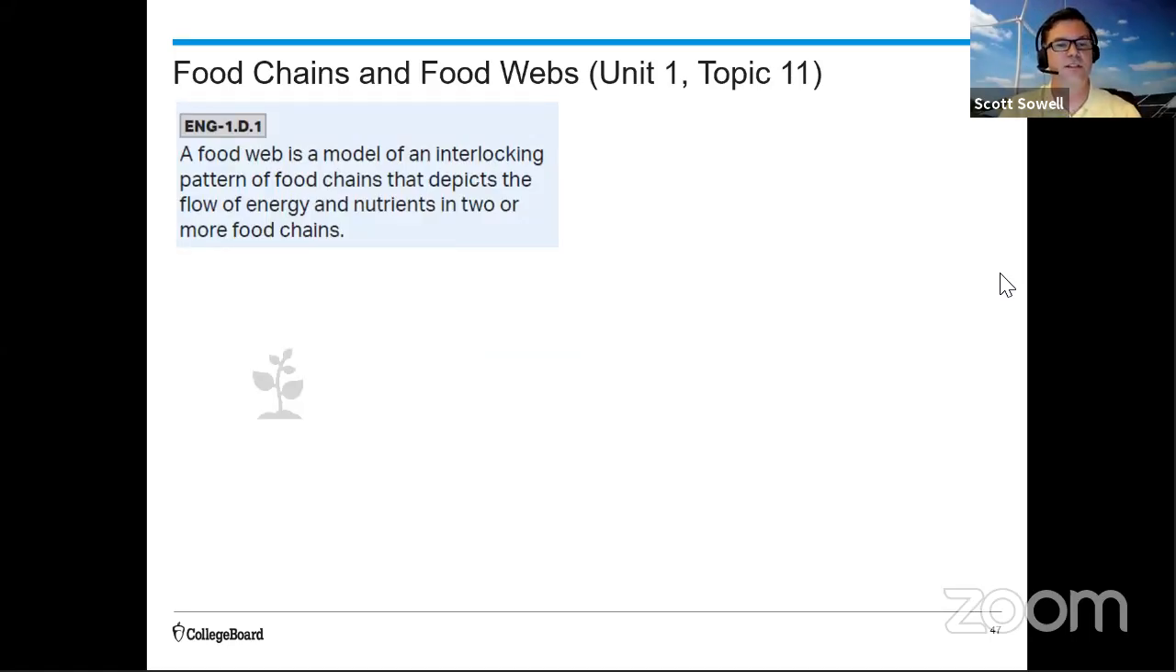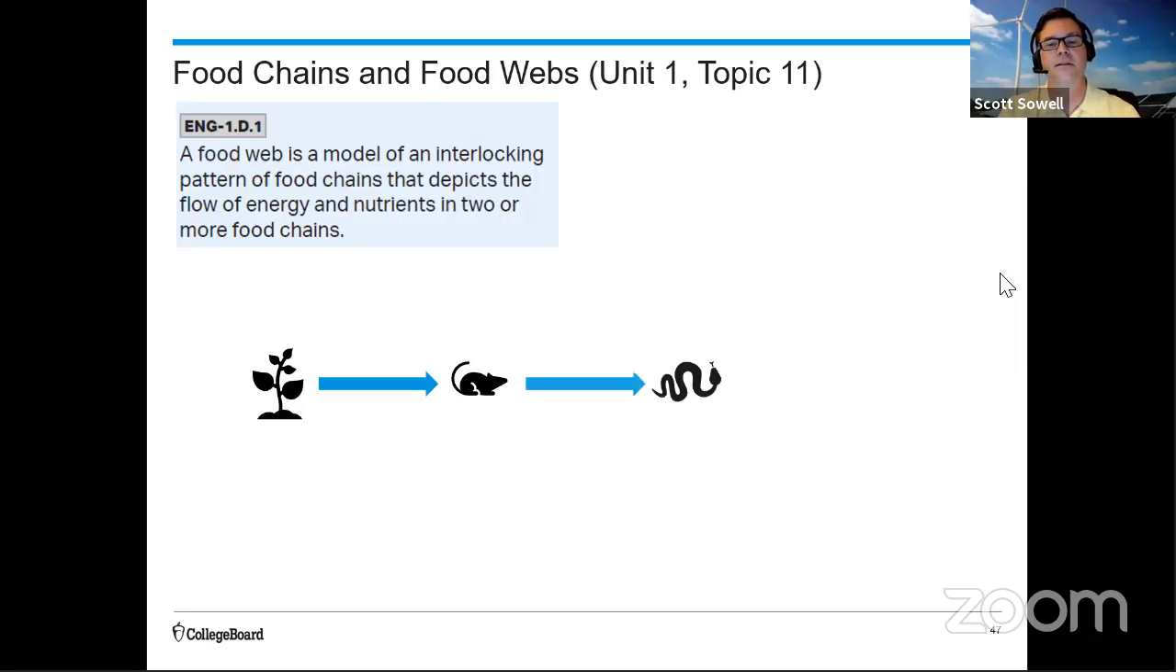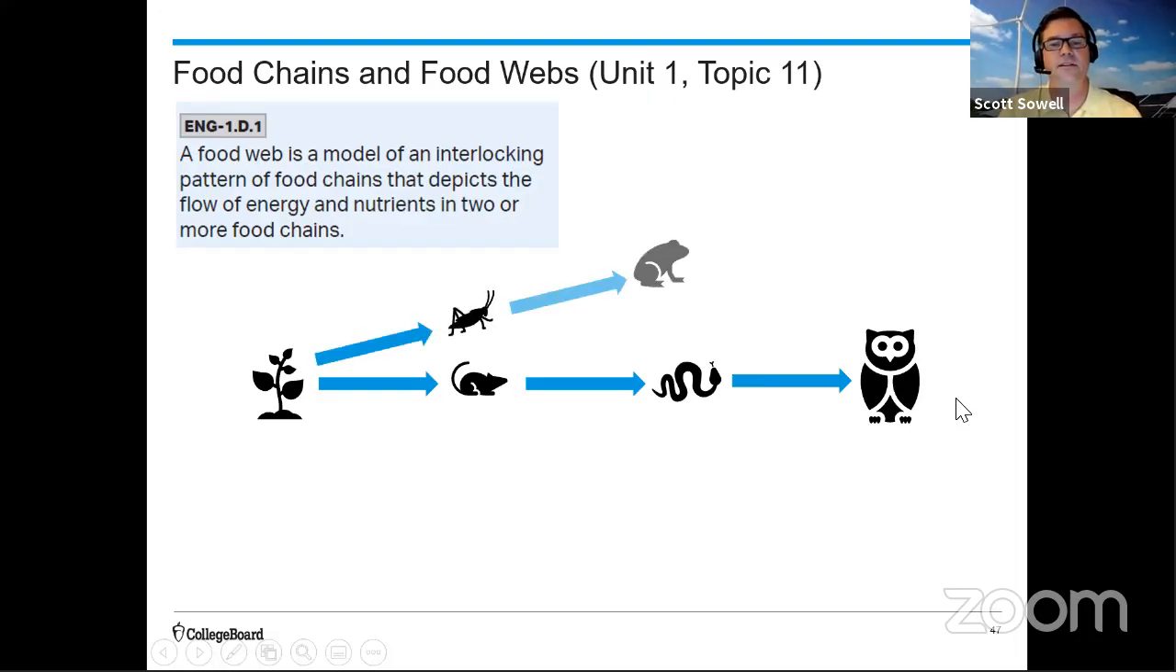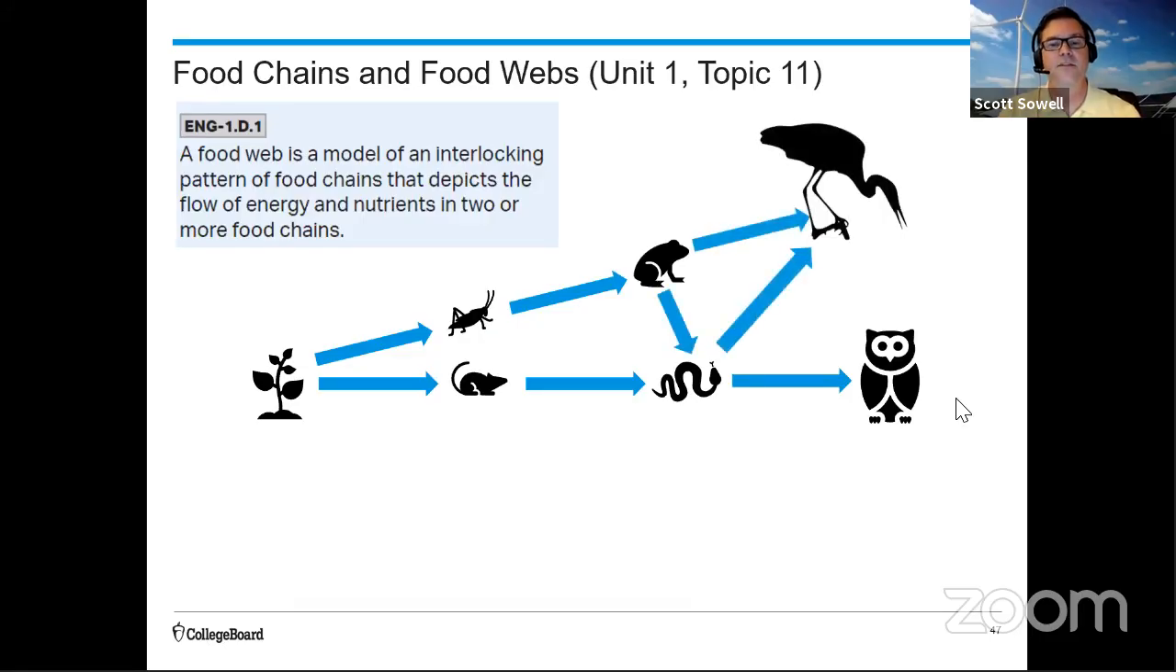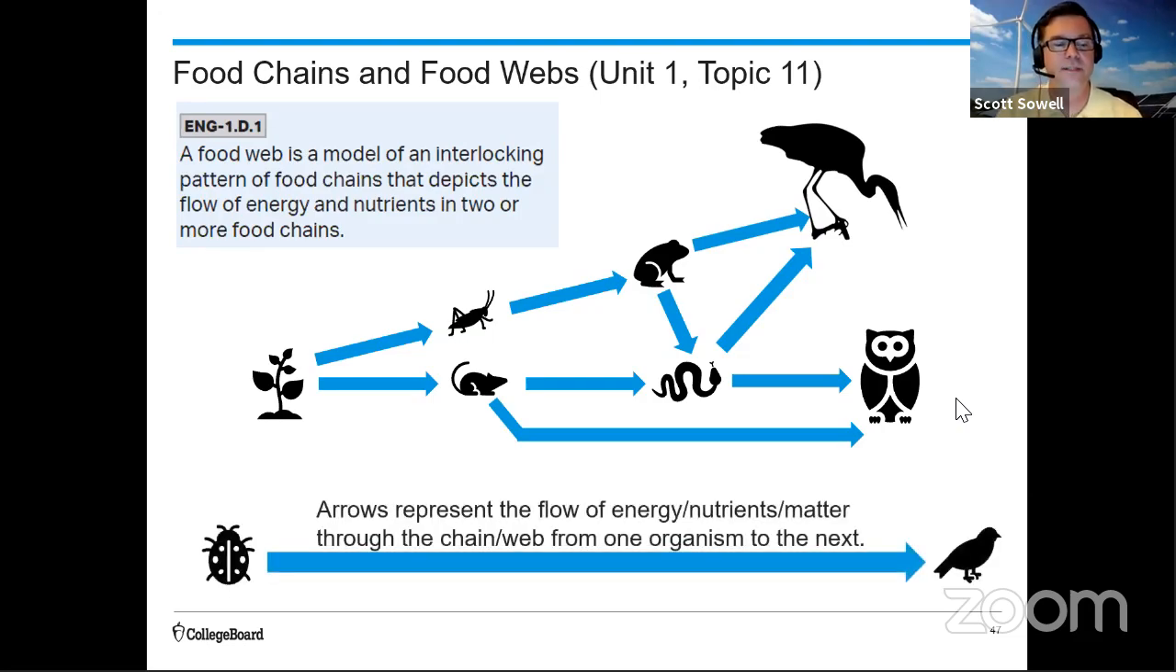So let's just start this one out. We've got a plant. It's consumed by the little mouse. The mouse is consumed by the snake. The snake is consumed by the owl. So here we have a food chain. This is a direct linear relationship between predator and prey. But once we start adding some more onto there, we start to see that our chain really becomes a web. And so that's the difference between food chain and food web. And remember, those arrows represent the flow of energy from one organism to the next.